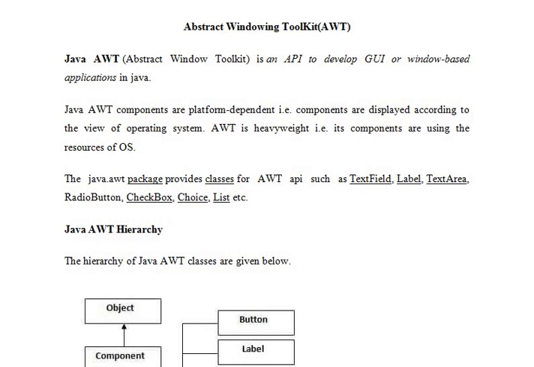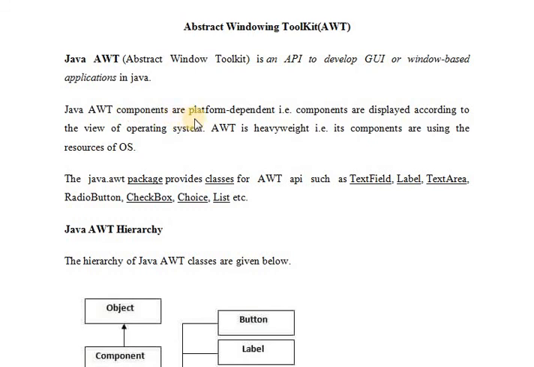Today we are going to see AWT in Java, that is Abstract Windowing Toolkit in Java. So, Java AWT, Abstract Windowing Toolkit, is an API, that is Application Program Interface, to develop GUI, Graphical User Interface, or Windows based applications in Java. To develop GUI and Windows based applications, we are going to study the AWT.